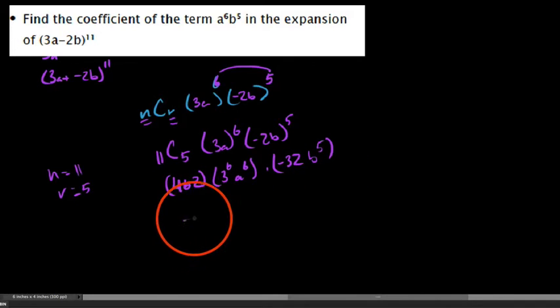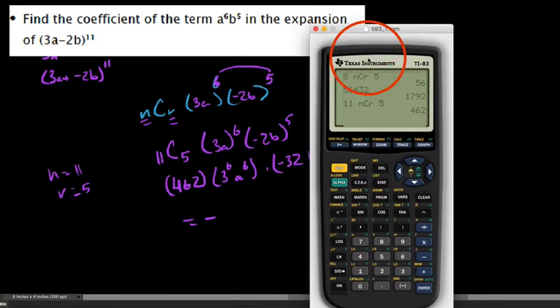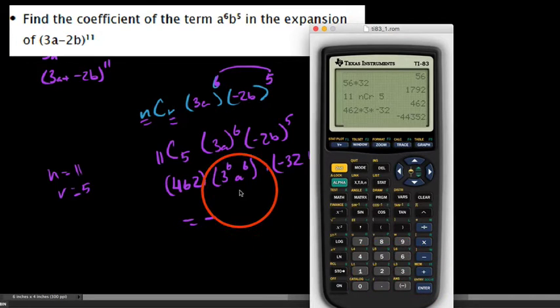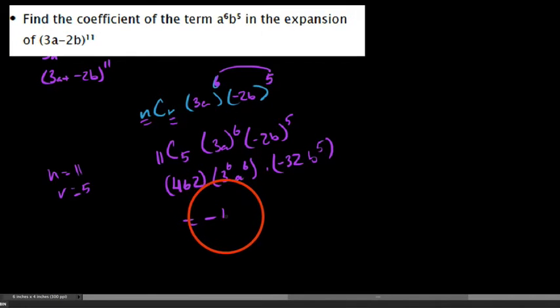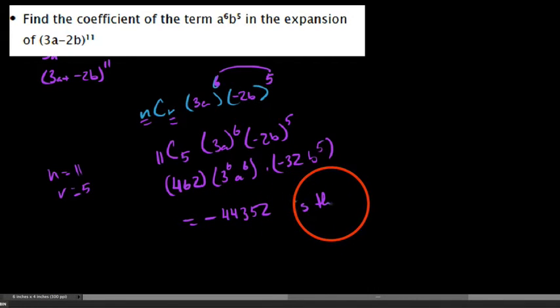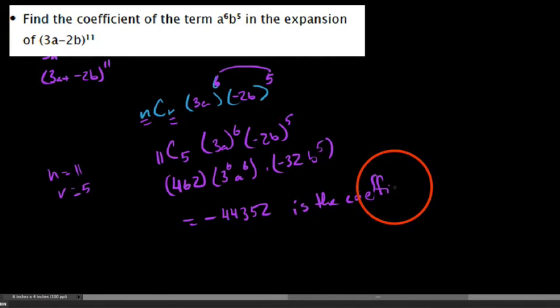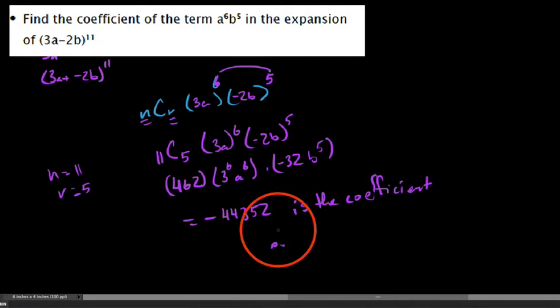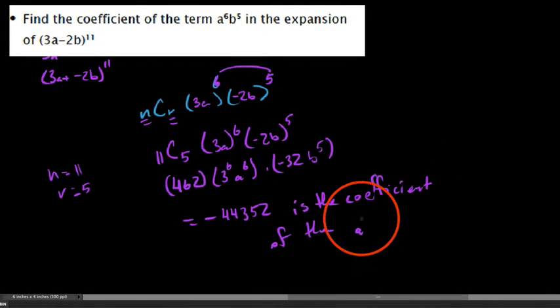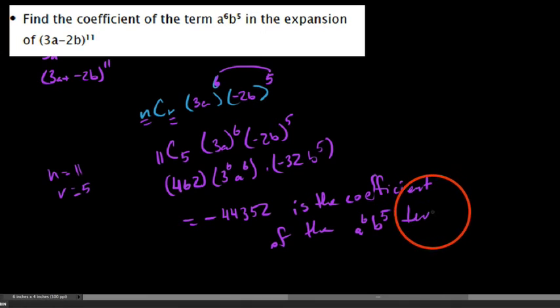So now let's go ahead and multiply our coefficients. One thing's clear, we get a negative term coefficient here. And because we just want the coefficient here, I'm going to take 462 times 3 to the 6th times negative 32. And I'm just going to record this here. We get negative 44352. So negative 44352 is the coefficient of the a to the 6th, b to the 5th term, essentially.